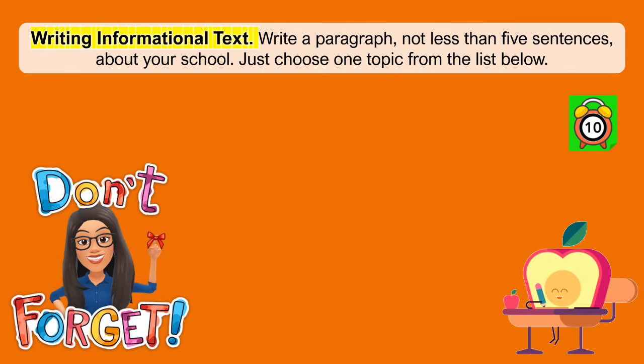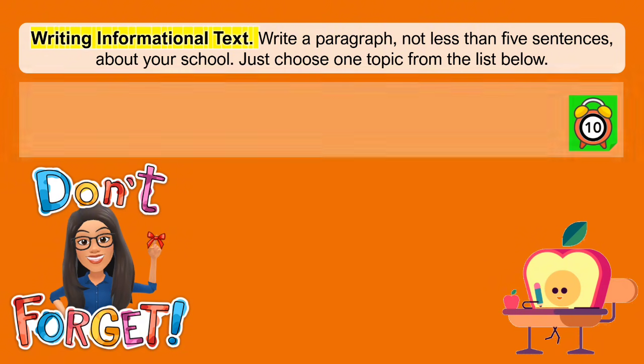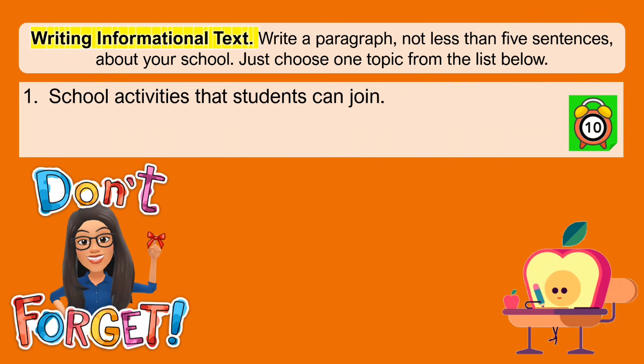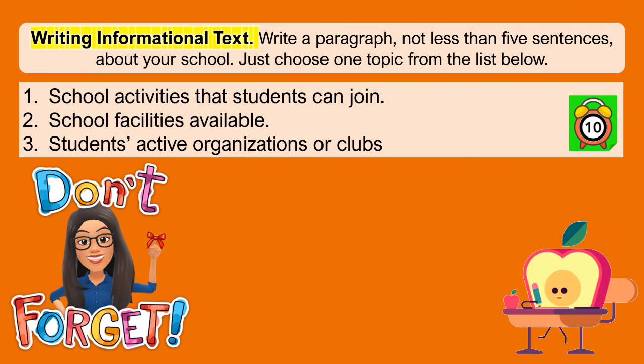The last activity that you are going to do is actually a writing task. Write a paragraph not less than 5 sentences about your school. Just choose one topic from the list below. 1, school activities that students can join, 2, school facilities available, and 3, students' active organizations or clubs.